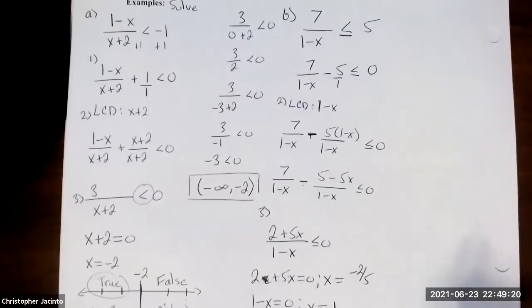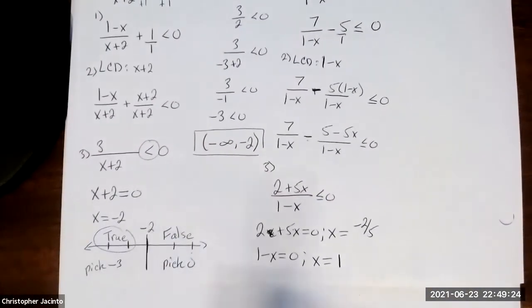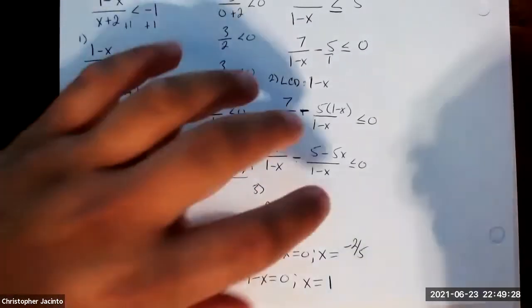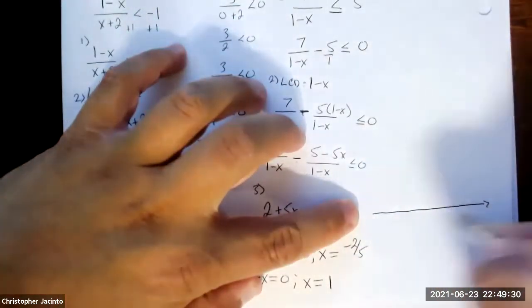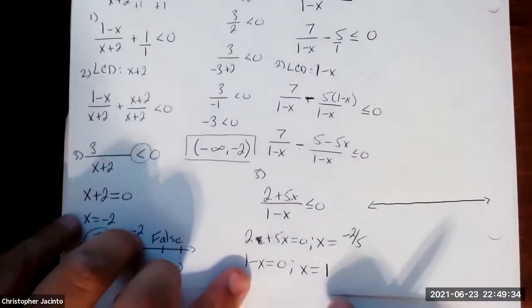Good. So now we do step 4. Now, unlike this one, where we just had one number, now we have two numbers. So when it comes to two numbers, again, we're just going to make a line. And we're going to put them, again, on the number line.